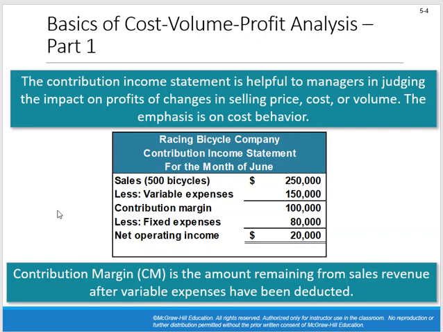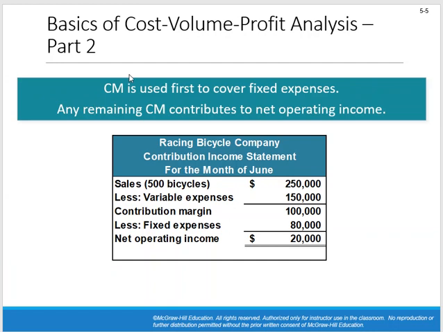So we're familiar with this format, but what we're going to learn is how to use this as a powerful tool. So contribution margin is used first to cover fixed expenses. Any remaining contribution margin contributes to our net operating income. So we had enough contribution margin, we're at 100,000. We've got enough that we cover our fixed expenses, and we have $20,000 excess, which is our net operating income.